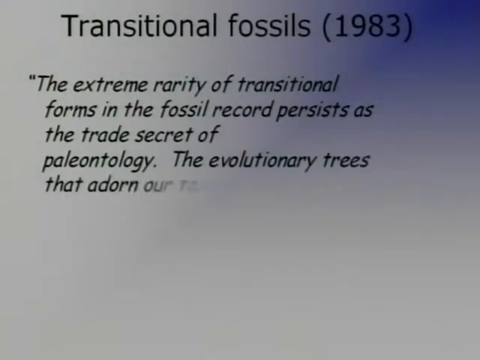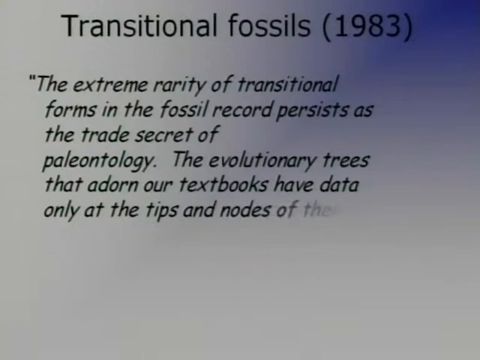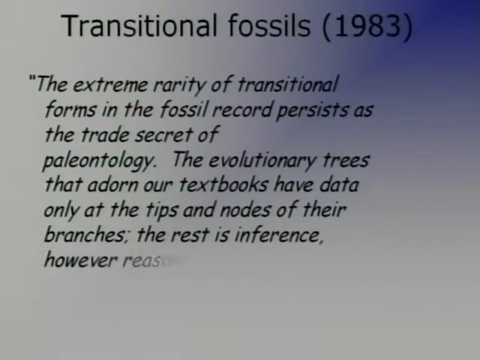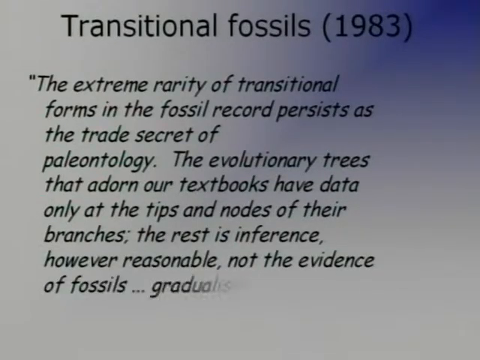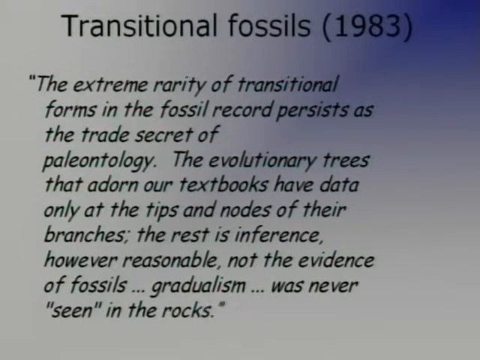Let's jump right forward to 1983, and this is a quote from another well-known evolutionist. "The extreme rarity of transitional forms in the fossil record persists as the trade secret of paleontology. The evolutionary trees that adorn our textbooks have data only at the tips and nodes of their branches. The rest is inference, however reasonable, not evidence of the fossils. Gradualism was never seen in the rocks." That was Stephen Jay Gould who said that.